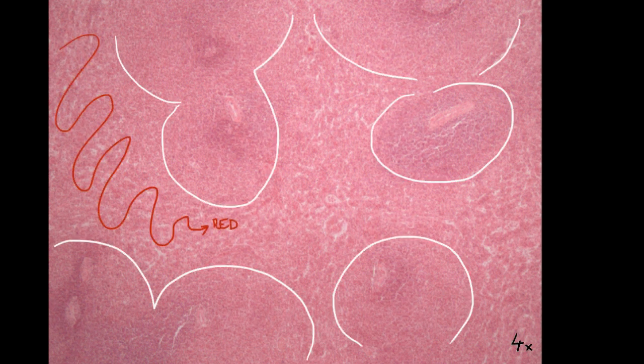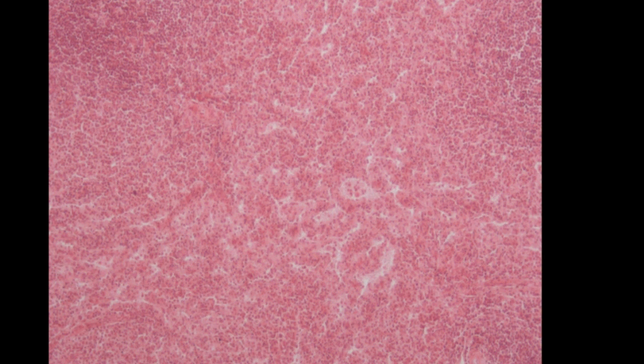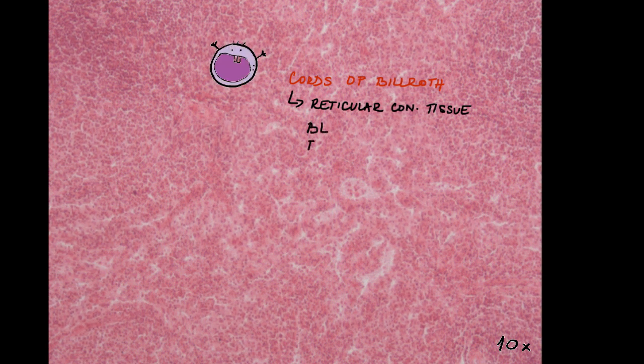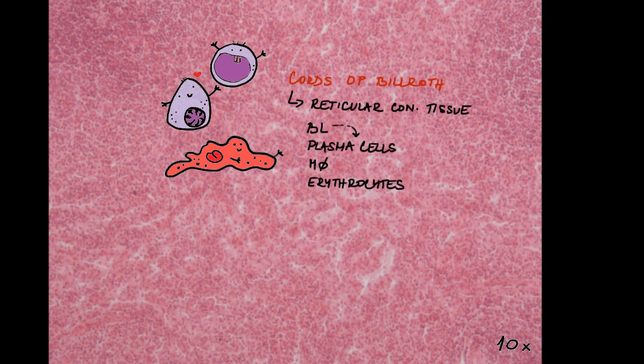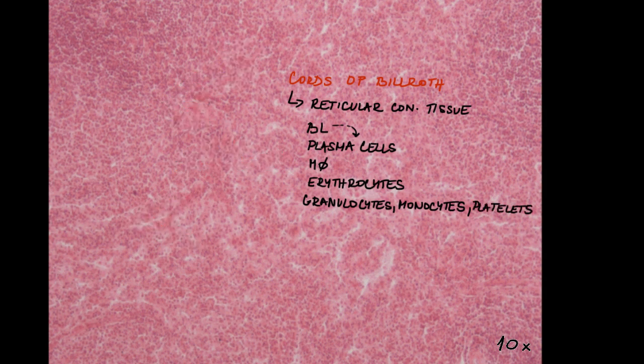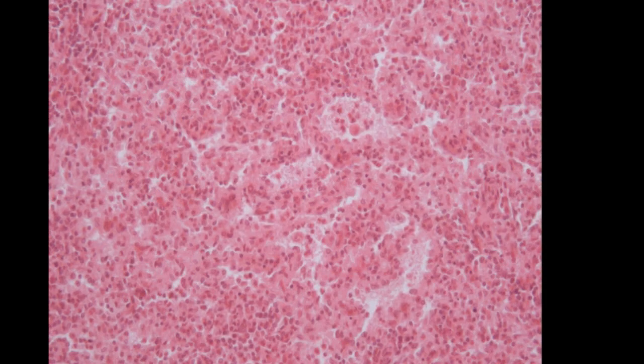Red pulp consists of cords of Billroth and venous sinuses. Cords of Billroth are made of reticular connective tissue, that's basically reticular cells and fibers, B lymphocytes, plasma cells, which are effector cells of the B lymphocytes, macrophages, and red blood cells or erythrocytes. We can also find here granulocytes, monocytes, and platelets. These cords anastomose with each other and create a network around venous sinuses.